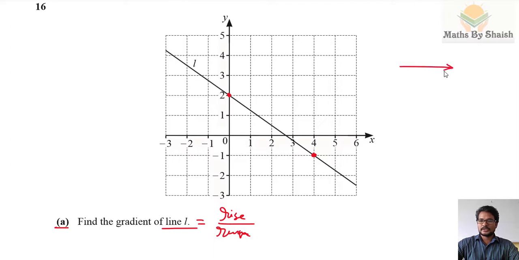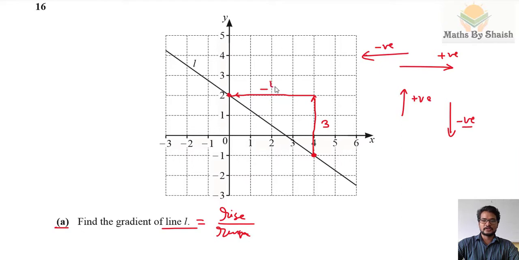If you are going in this direction, it is positive direction. If you are going back in this direction, it is negative direction. Similarly, if you are going up, it is positive, and if you are going down, it is negative. So I am going to reach from this place to this place, and this is rise: 1, 2, 3, a rise of 3 units. Run means we are going in the back direction, so it is negative: 1, 2, 3, 4, so it is negative 4. So the gradient of the line is 3 over minus 4, that is minus 3 over 4.